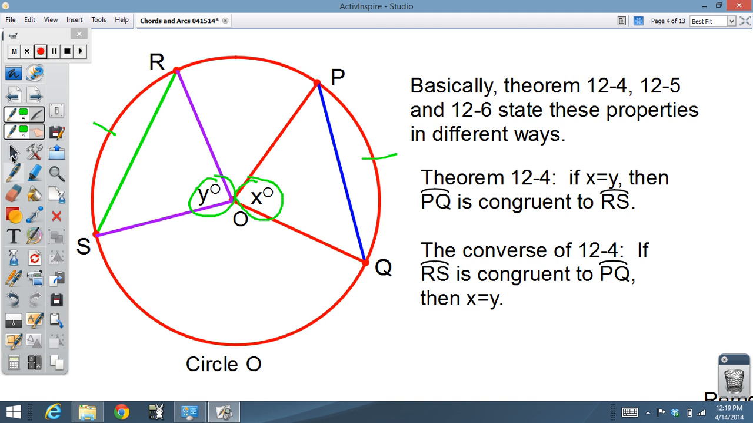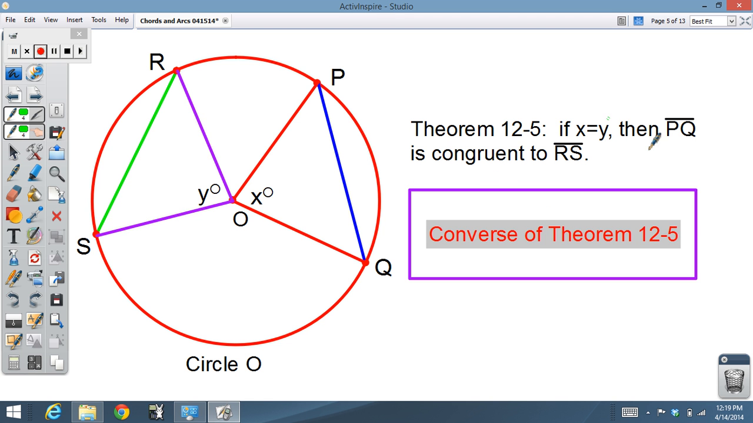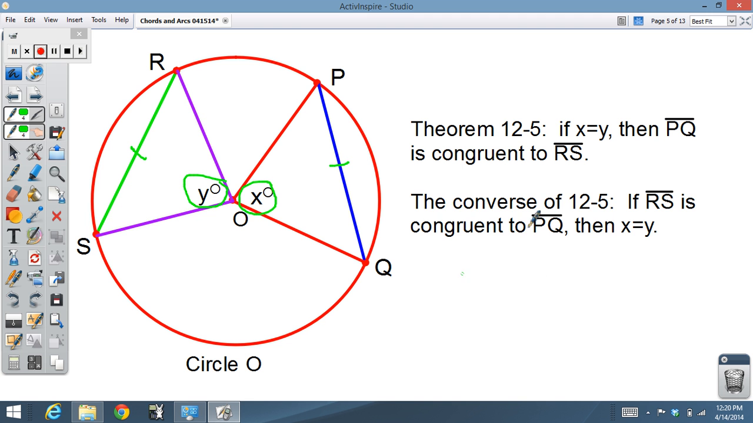Simple enough? Next one, Theorem 12.5, is related. It tells us that if x is congruent to y, then segment PQ, chord PQ, is congruent to chord RS. Its converse also holds true. If RS is congruent to PQ, then the angles must be congruent.